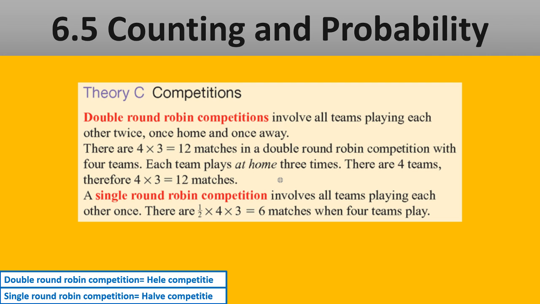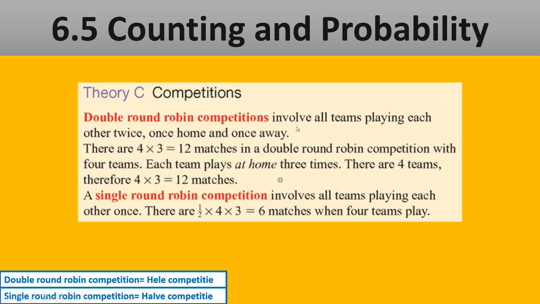Then the last thing that I want to introduce to you are so-called competitions. And in English they use quite difficult sentences, you could even almost say, for those terms. They could talk about double round robin competitions and single round robin competitions, and the Dutch translation is a lot easier. The first one, a double round robin, is een hele competitie, which means that you play against each other twice, once at home and once away.